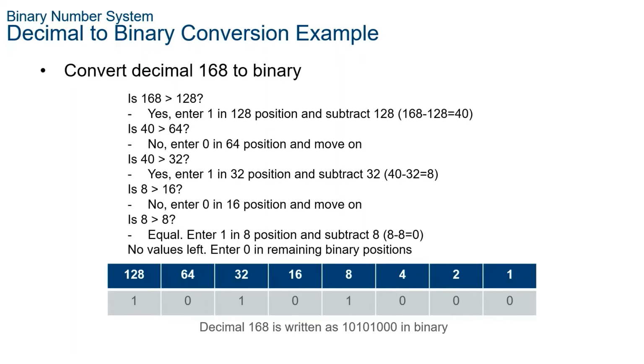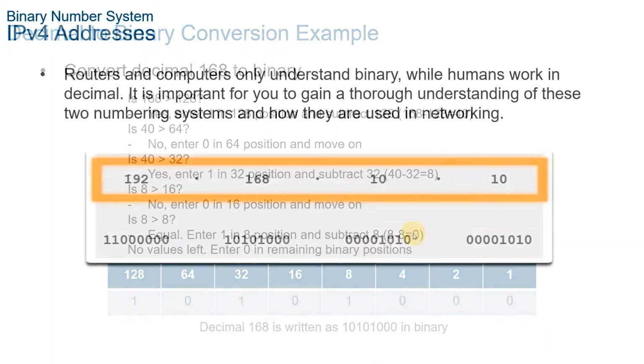Now, the binary value of the third octet is 00001010. And for 11, that would be 8 plus 2 plus 1. Now, the binary value of the fourth octet is 00001011. Converting between binary and decimal may seem challenging at first, but with practice, it should become easier over time.